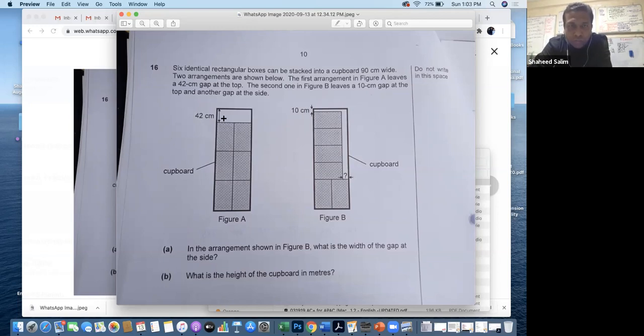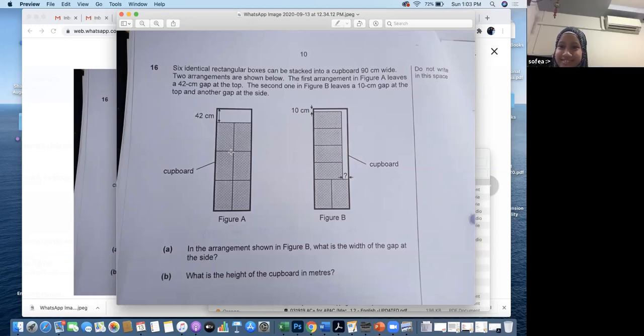190 minus 42, I get 148. 148 is for two lengths. I can find one length. Divide by 2. So now I already found the length. I already found the breadth. Get it or not? No. Okay. So now we try again.